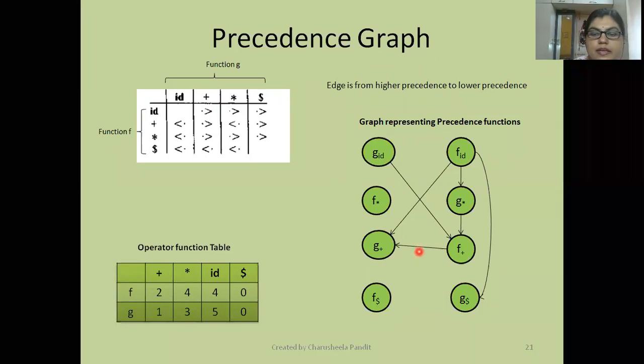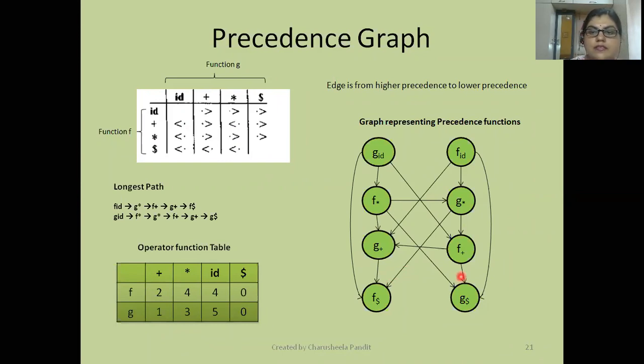So you can see the edge between g of star and f of plus. g of star here and this is your f of plus. So f of plus is having less precedence and g of star is having more precedence. That is the reason the edge is starting from g of star. Likewise, all of these will be drawn.